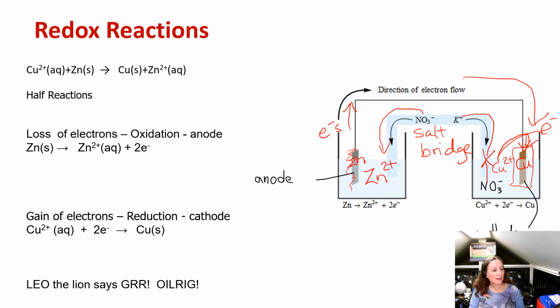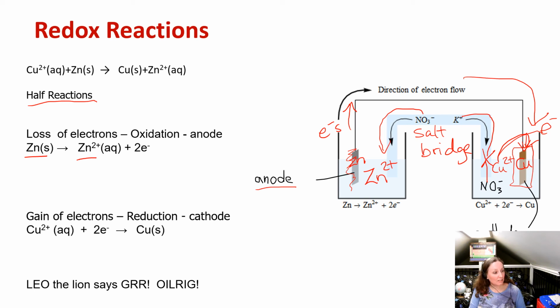So what are the reactions for this? Well, we have these half reactions. On one side, we have the anode, and what we look at is a loss of electrons. LEO, loss of electrons. So you start with zinc solid. As the electrons flow out of the zinc, you end up with Zn2+, zinc 2 positive, and 2 electrons flowing off into the wire.